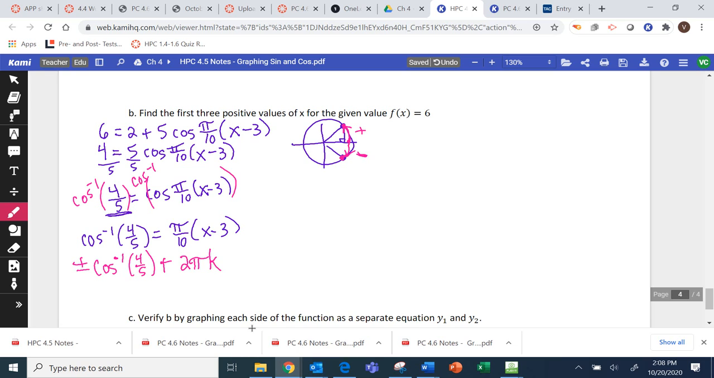K has to be an integer. Right. Can k be 0? Yes, because if k is 0, this thing's not here, and we just have what we were going to have anyway. If k was 1, that would work. If k was negative 1, then we'd be subtracting 2 pi. That's probably not the answer we need, but k can't be a half. So it can only be integers.